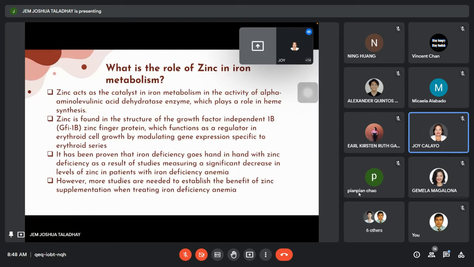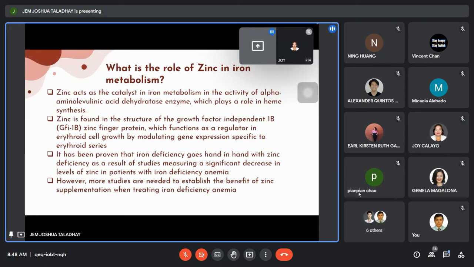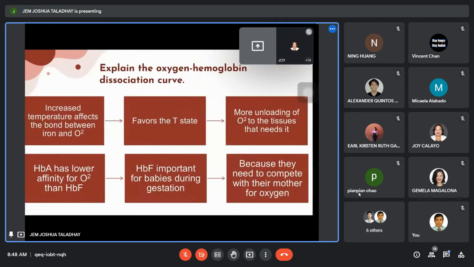Sir Jem, can you reiterate the shift? Is it left shift or right shift for IDA? It is right shift po, ma'am.